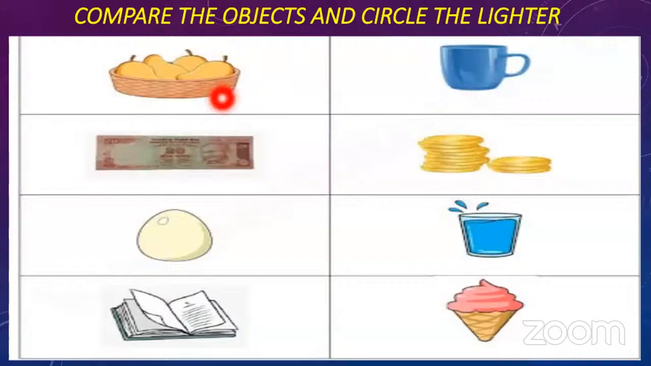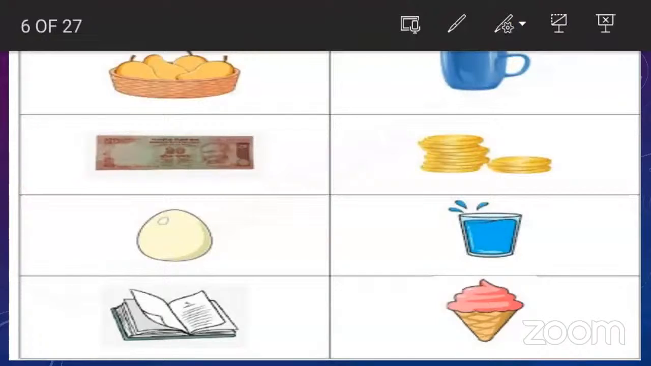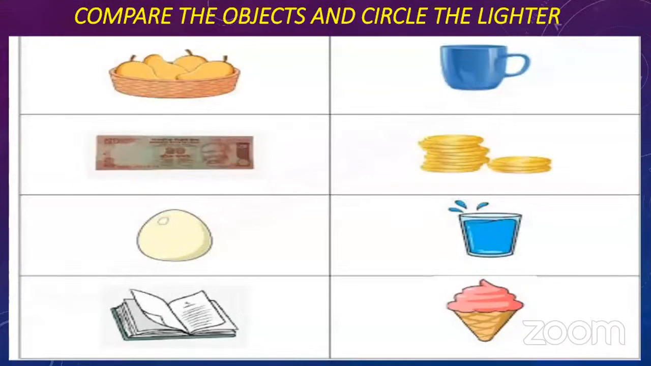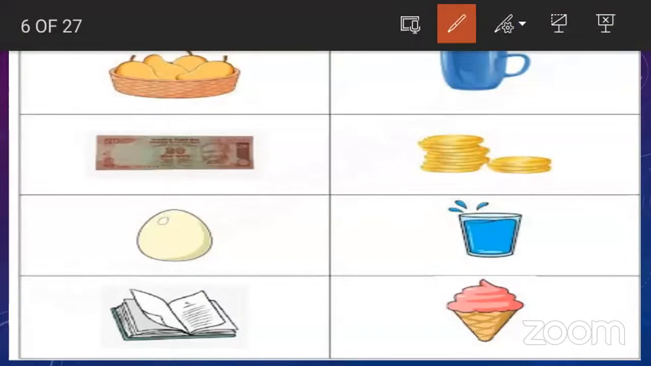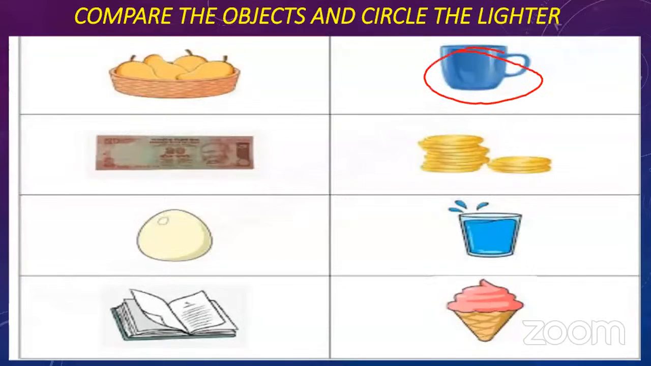Okay. Now children, you can see here. Yes, here is the basket of fruit. Here is the cup. So which one is lighter from these two? Yes, the cup is lighter. So what we have to do here? We have to also do the circles over here. So let us do the circle now. First of all, cup. Cup is lighter.